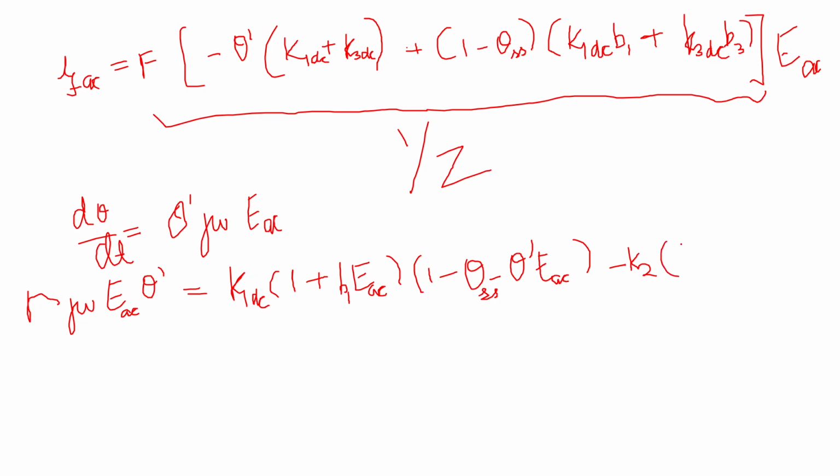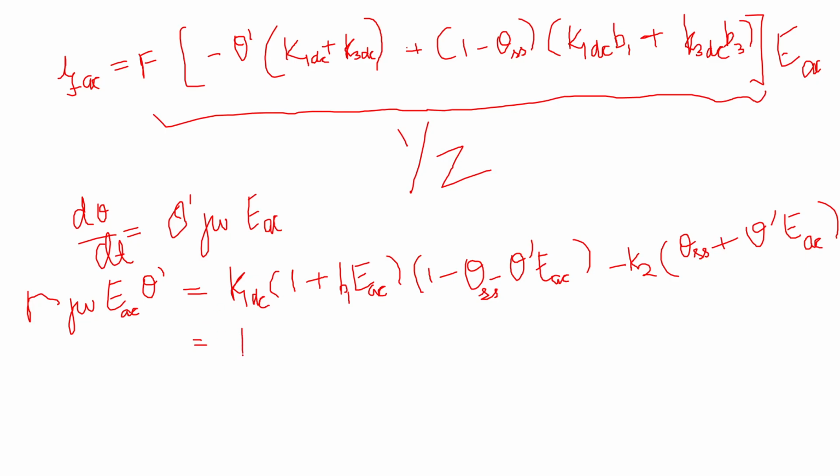Again theta can be written as theta ss plus theta dash EAC. So all the terms except those with EAC in them will be neglected. We need both sides to be balanced, which means only those terms with EAC will be considered. Constants will be neglected. EAC square will also be neglected. So I am taking only those terms.